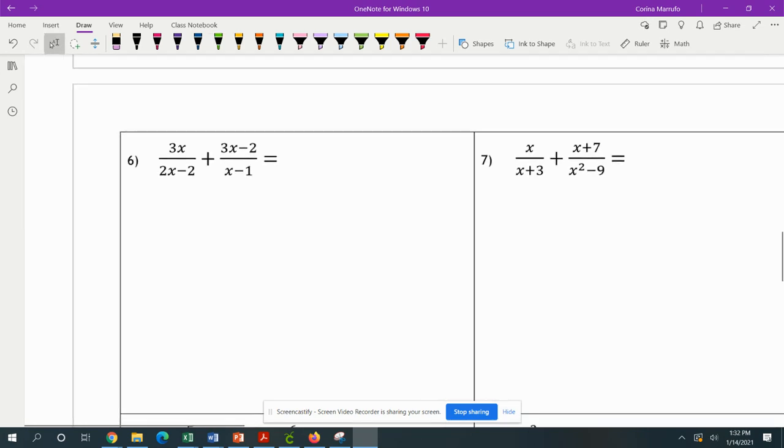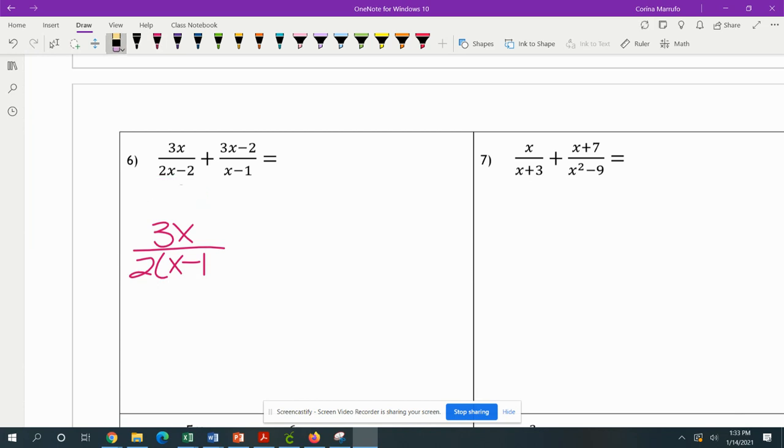All right. We have this next one. So we're going to do the exact same thing that we did on the bottom. We look to see if we have a common denominator, which we don't. So on here, I'm able to factor the 2x minus 2. We can take out a 2, and it'll be x minus 1. That's how we factor that one. So I'm going to rewrite it. It'll be 3x over 2 times x minus 1.